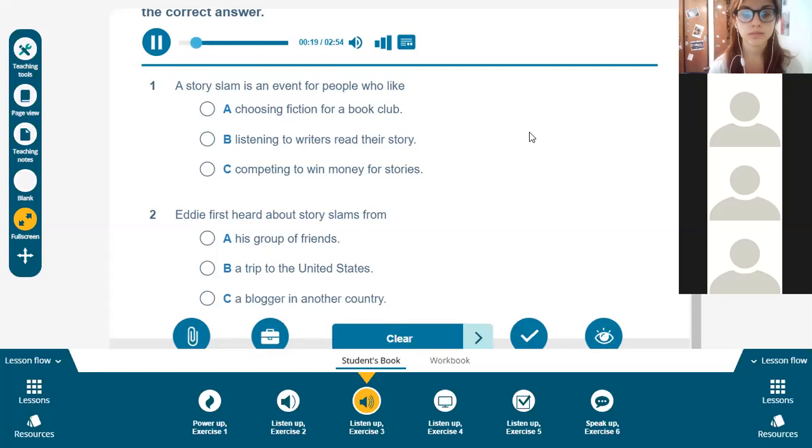Basically, it's an event for story lovers. But it's different from a book club because people listen to writers read their own work. Each person has 5 minutes to read their story aloud to the audience. There are usually about 20 speakers in each slam, but it isn't a competition with a prize, so you don't win anything. At the end, people just vote for the story they like best.